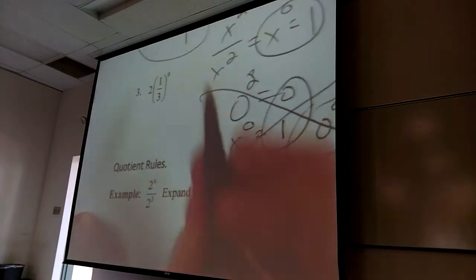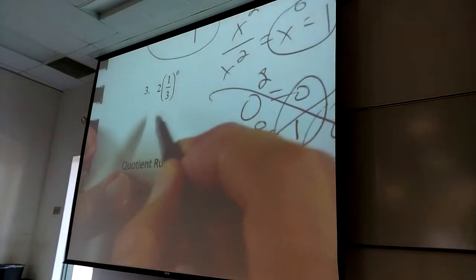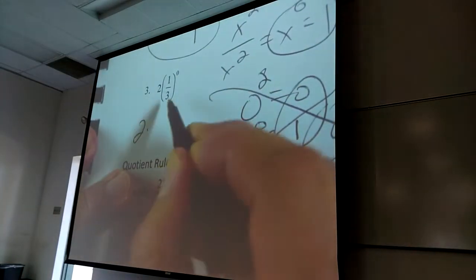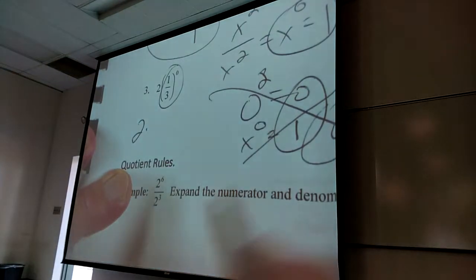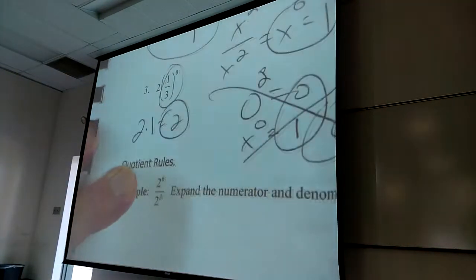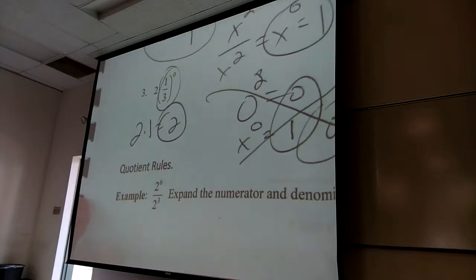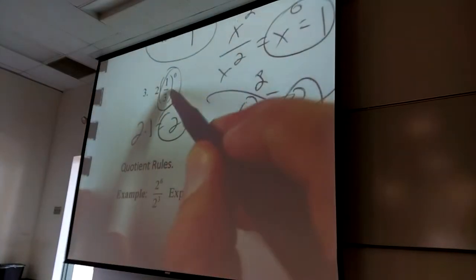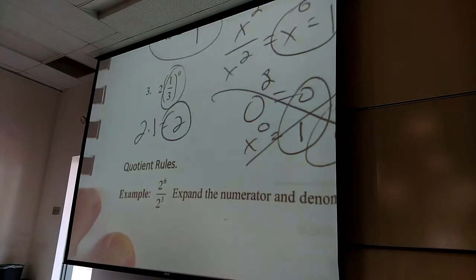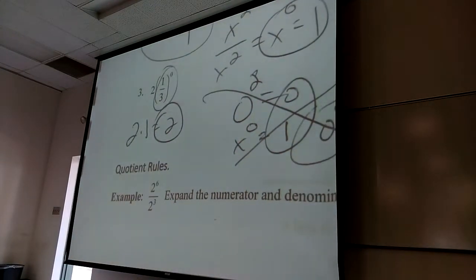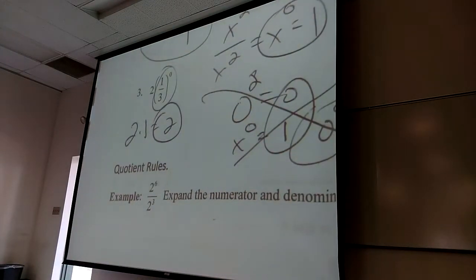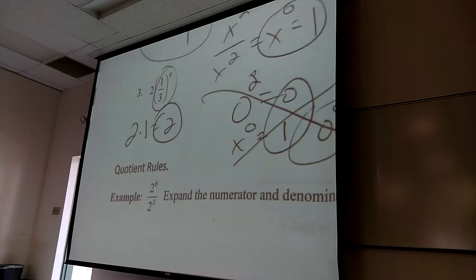So what about number 3 then? 2. Good. You got 2 times, what's anything to the 0 power? 1. So you got 2. The power can only act on what it is sitting on. It's sitting on the 1/3. So that becomes a 1. But the 2 is just sitting there. 2 times 1. I like it.